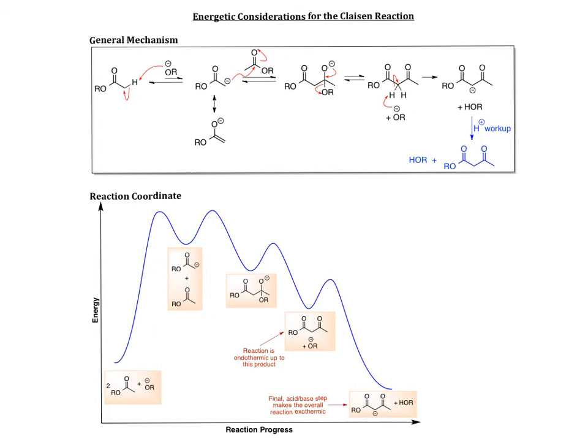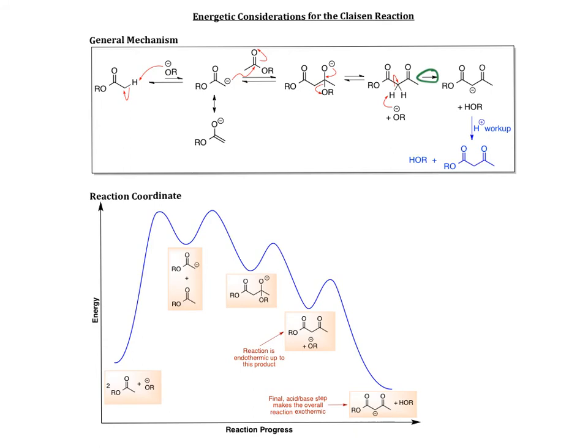I want to walk you through the same Claisen reaction and its mechanism with the energetic consequences and plotting it on a reaction coordinate diagram. So here's the mechanism that we just went through, where you form your enolate, add it to the other ester, and so forth, and really pinpointing this step right here, which we said is the driving force. And explaining to you why we can't just stop at what is the product and say we're done.